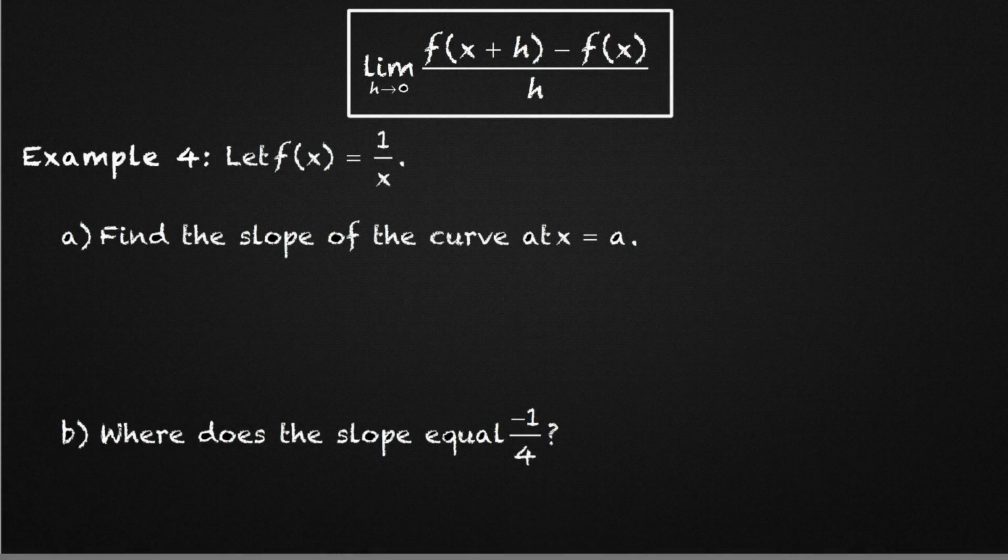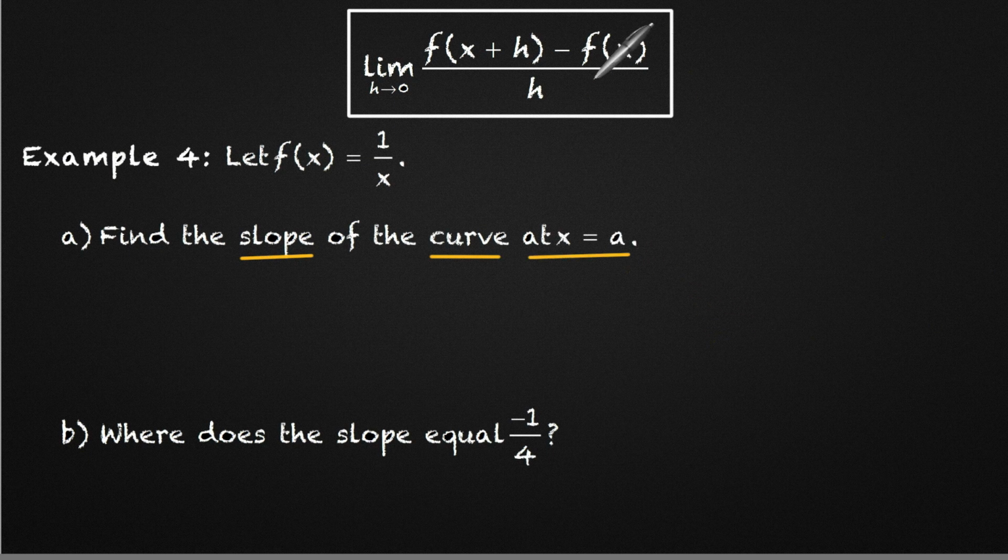All right, example 4 says, let f of x equal 1 over x. Find the slope of the curve at x equals a. All right, let's go ahead and do that. So we're looking for, let's see if we can make sure we understand this, the slope of the curve at a specific point, not between 2 points.